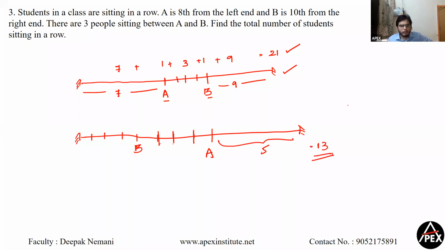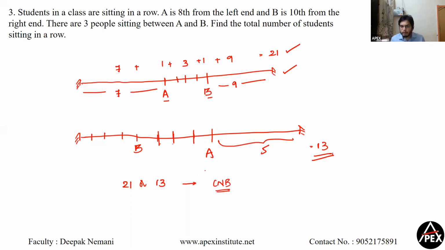Then you can go with options. What if the options are 21, 13, cannot be determined, and 17? Whenever you see 21, you will always mark 21 and move on. Even if I give you options, whenever you see option 21, you will mark 21 and move on. But the answer can be 21 or 13. So the answer is cannot be determined.